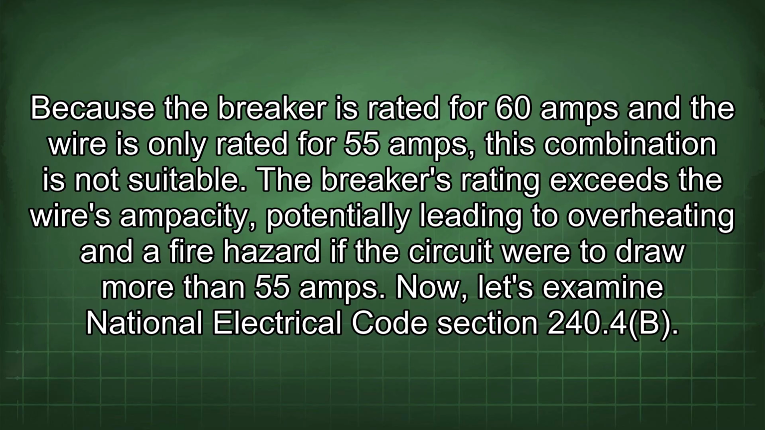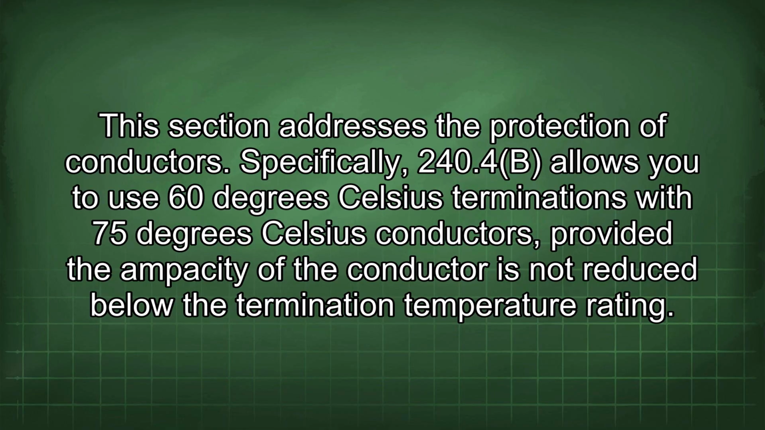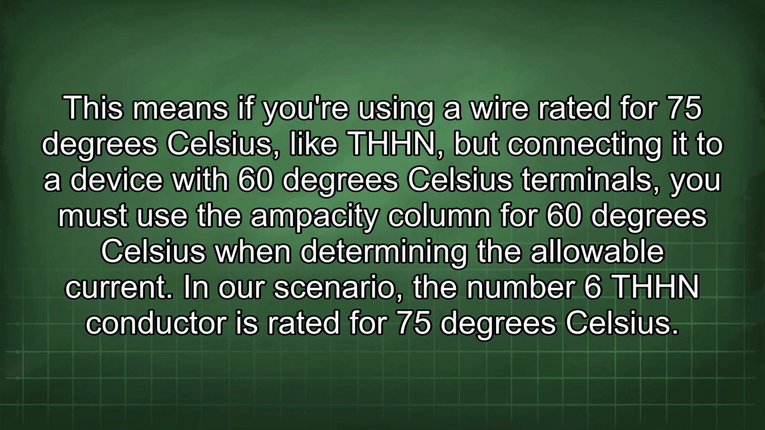Now, let's examine National Electrical Code Section 240.4(B). This section addresses the protection of conductors. Specifically, 240.4(B) allows you to use 60 degrees Celsius terminations with 75 degrees Celsius conductors, provided the ampacity of the conductor is not reduced below the termination temperature rating. This means if you're using a wire rated for 75 degrees Celsius, like THHN, but connecting it to a device with 60 degrees Celsius terminals, you must use the ampacity column for 60 degrees Celsius when determining the allowable current.